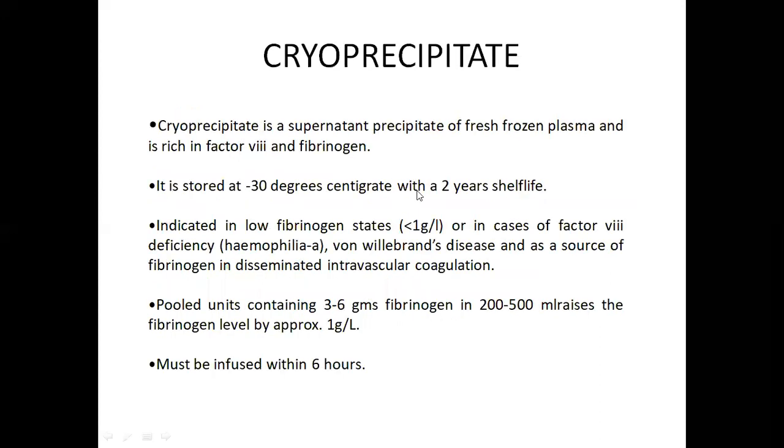Then is cryoprecipitate, which is a supernatant precipitate of FFP and is rich in factor VIII and fibrinogen. This is stored at minus 30 degrees centigrade with 2 years of shelf life. It is indicated in low fibrinogen state or in cases of factor VIII deficiency, that is hemophilia A, von Willebrand disease. Pooled unit contains 3 to 6 grams fibrinogen in 200 to 500 ml. Raises the fibrinogen level by approx 1 gram per liter. It must be infused within 6 hours.